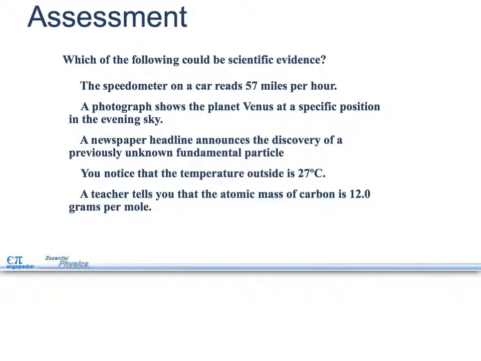Which of the following could be scientific evidence? The speedometer of a car reads 57 miles per hour. A photograph shows the planet Venus at a specific position in the evening sky. A newspaper headline announces the discovery of a previously unknown fundamental particle. You notice that the temperature outside is 27 degrees Celsius. A teacher tells you that the atomic mass of carbon is 12 grams per mole. And here you go. The speedometer of a car reads 57 miles per hour is one. A photograph shows the planet Venus at a specific position in the evening sky. And then you notice that the temperature outside is 27 degrees Celsius.